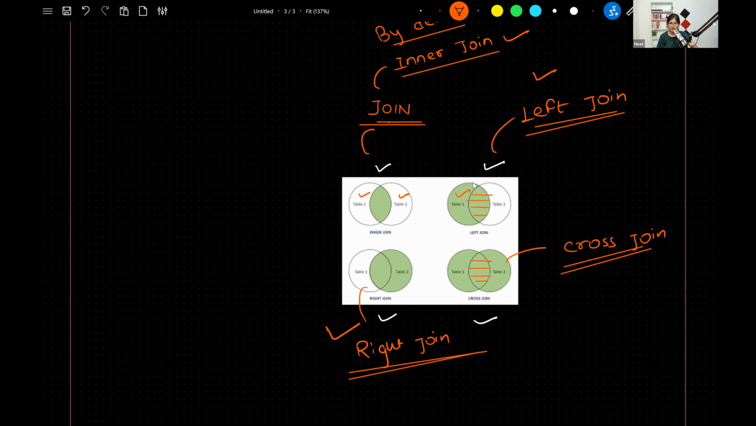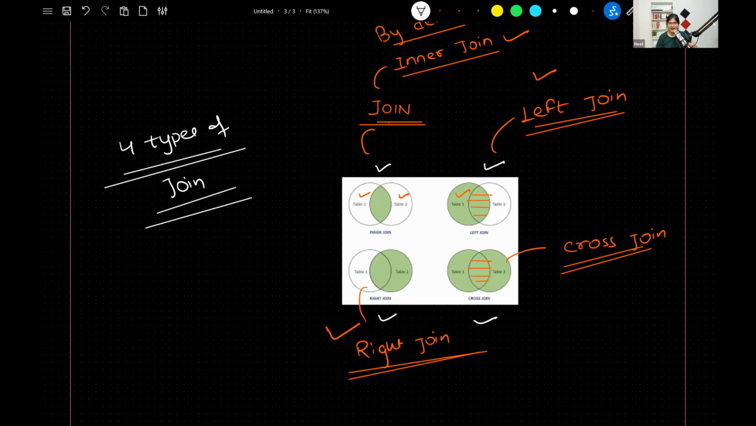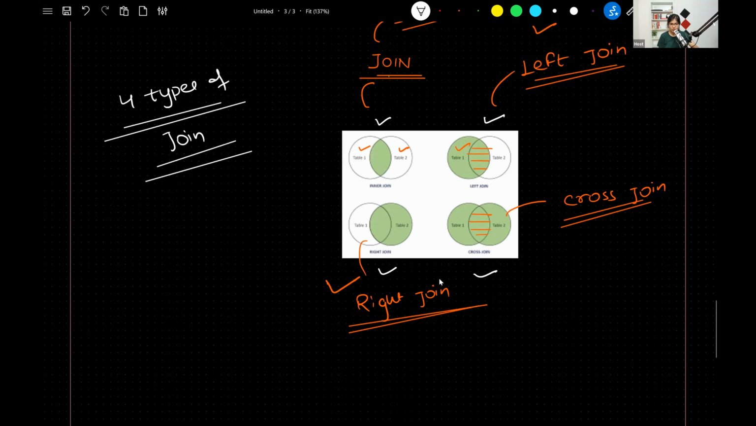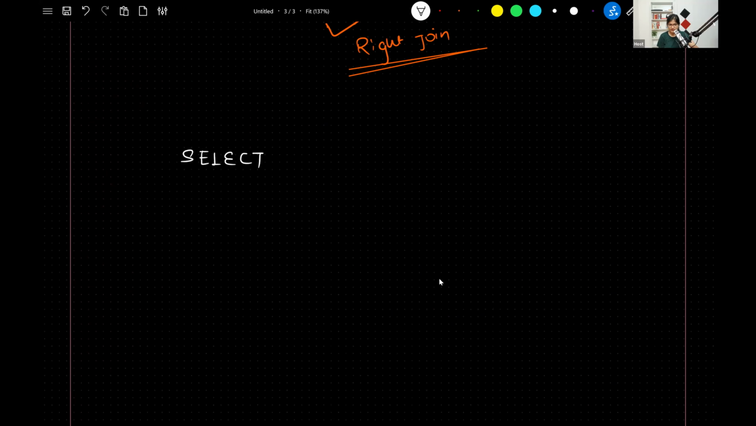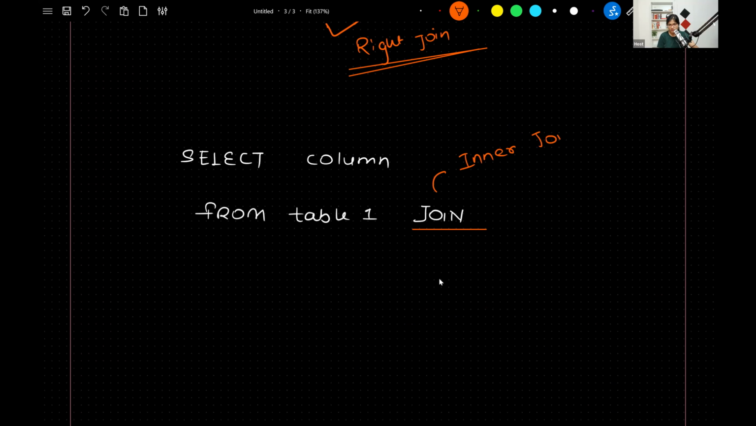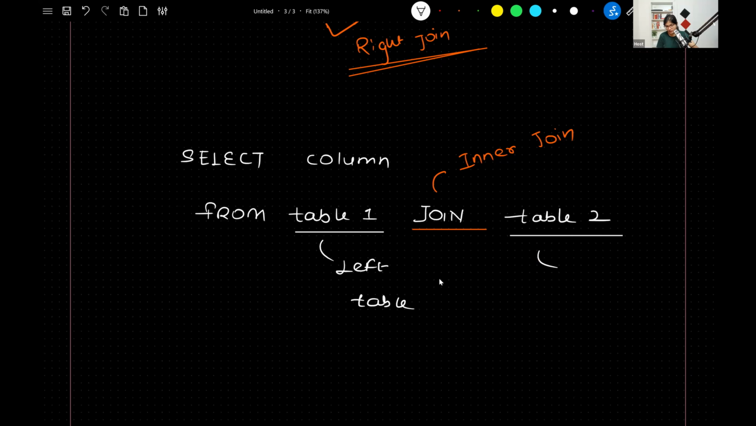So in a way, you will observe we have 4 different types of join, and depending upon the situation, you will have to use the join accordingly. The syntax of using the joins will remain the same. You will select whatever columns you want to print, whatever the situation requires. From, you will mention table 1, whatever column you're picking up. And then you will mention join. When you say simple join, it will go for inner join only, as I told you. Then you will mention the other table which you want to join, which is table 2. So table 1 will become your left side table and table 2 will become your right side table.